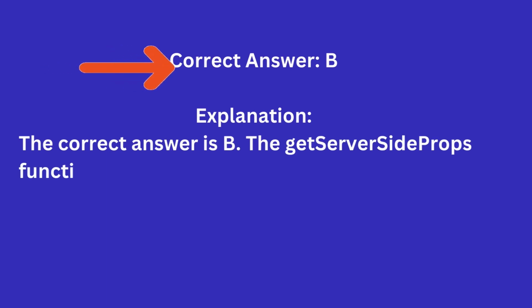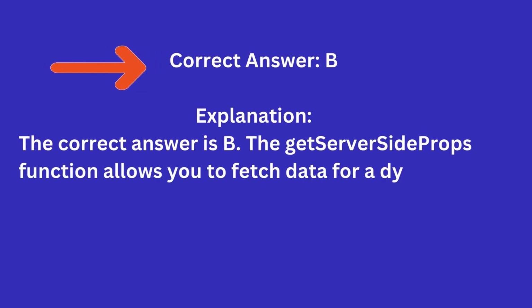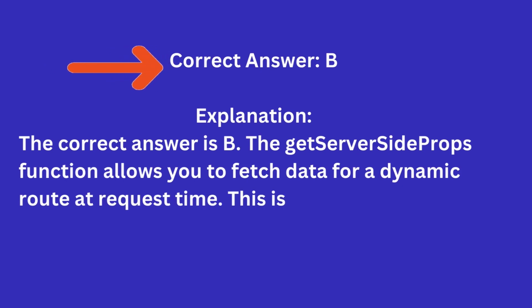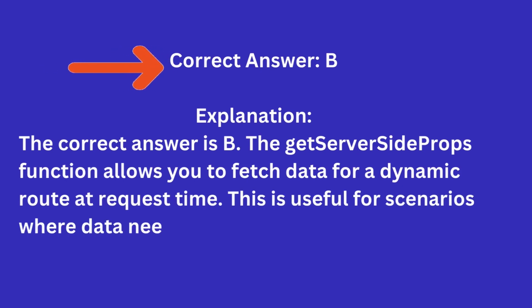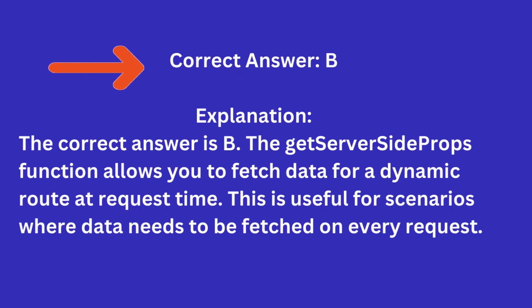The getServerSideProps function allows you to fetch data for a dynamic route at request time. This is useful for scenarios where data needs to be fetched on every request.